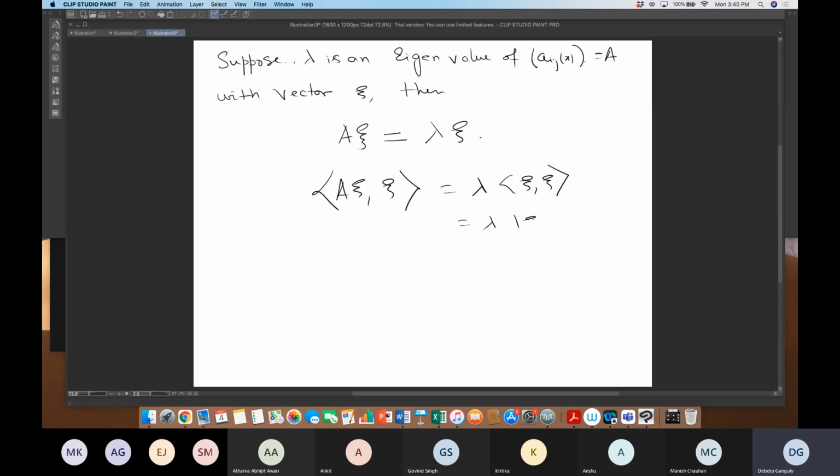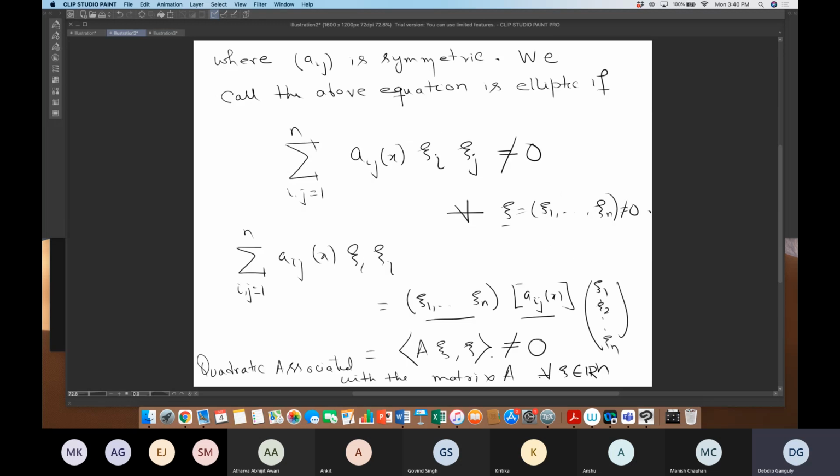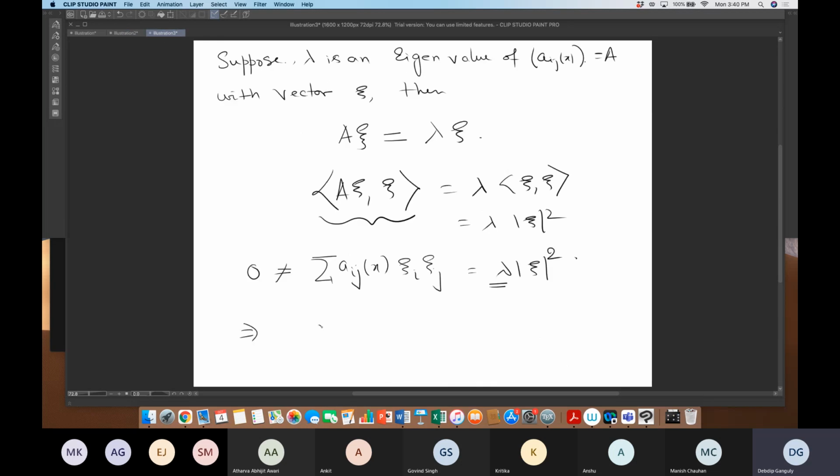That gives lambda |ξ|². And what is the left side? It is the summation of Aij ξi ξj, which equals lambda |ξ|². What can you say if this is not equal to 0? I assume the matrix Aij satisfies the elliptic condition, that is, the coefficient matrix gives a non-zero quadratic form. So this implies lambda |ξ|² is not equal to 0.